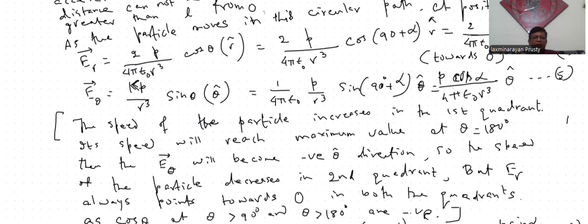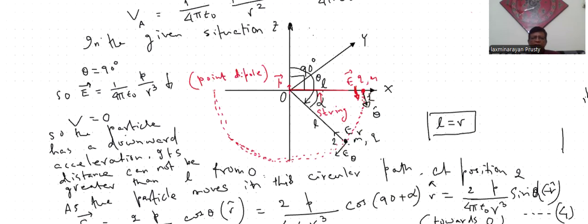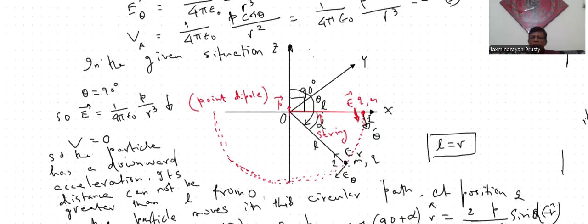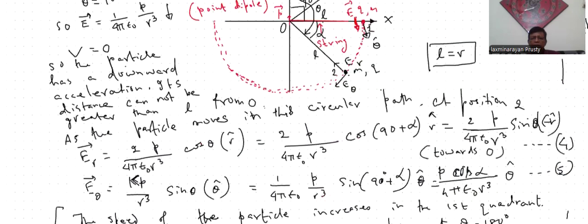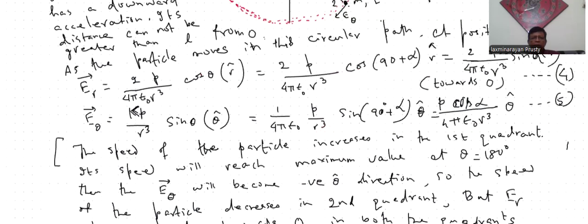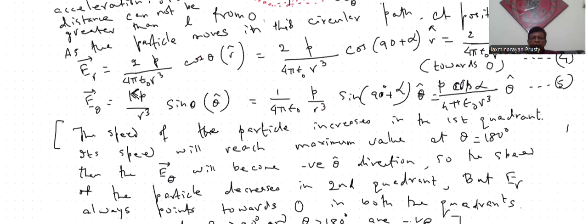So what does it mean? The speed of the particle increases in the first quadrant. Why should it increase? Because there is a tangential force. So speed will increase. As theta is equal to 180 degrees, meaning when it is vertically down, it will have the maximum speed. That's what I wrote.